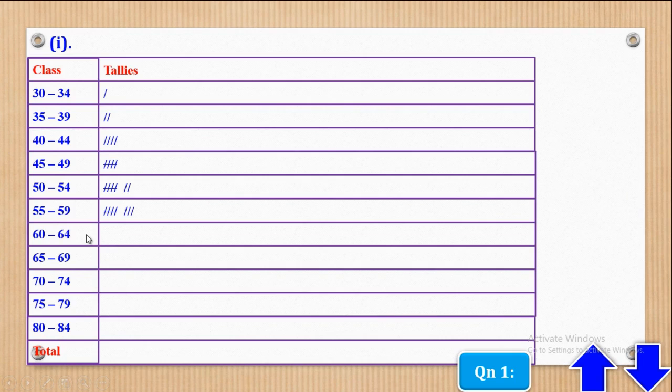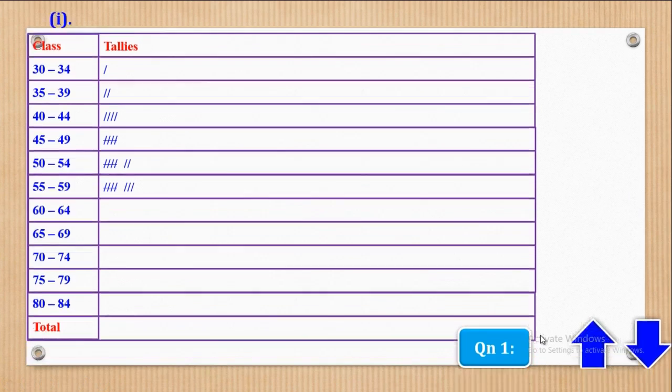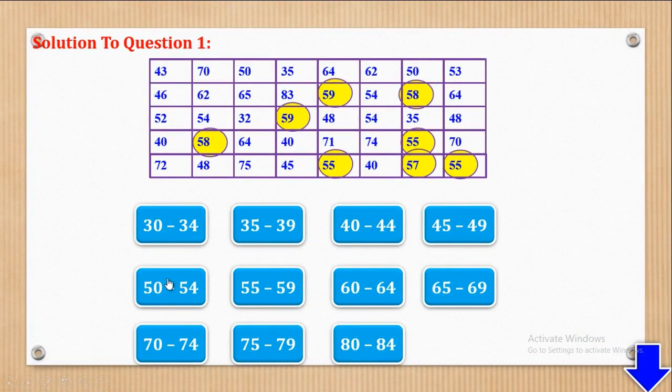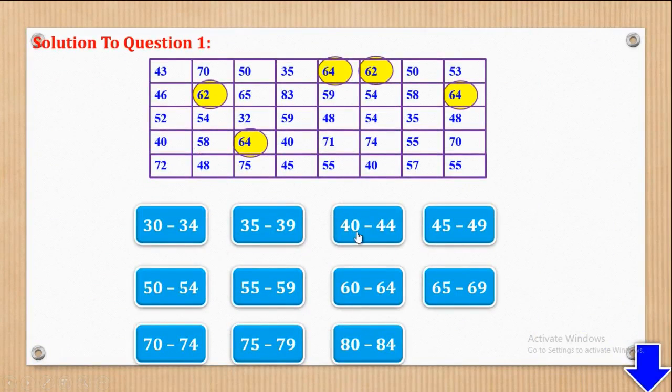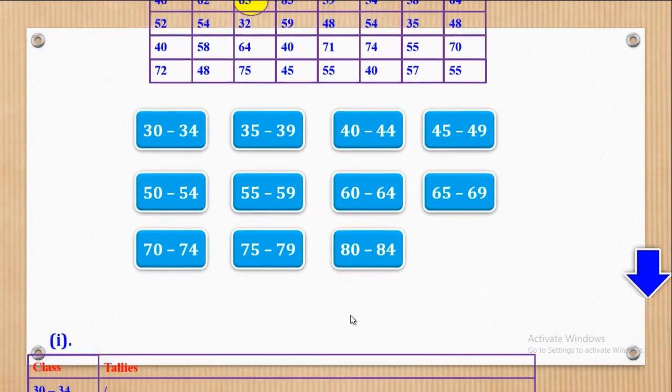Next will be from 60 to 64. I'll first remove these ones and then highlight the ones from 60 to 64. So they are 1, 2, 3, 4, 5. I'll put a tally corresponding to 5. Next will be 65 to 69. So it is only 1. I'll put a tally corresponding to 1.